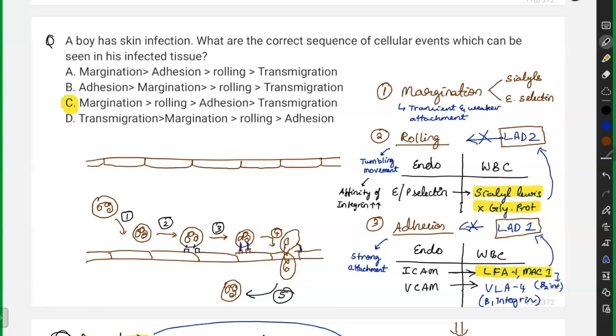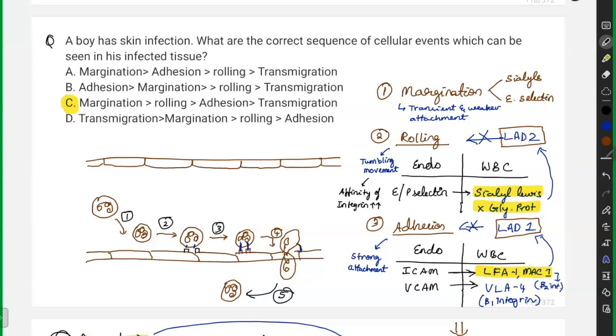So now what you need to understand is why I need you to remember the first three steps: margination, rolling, adhesion. Whenever there is any deficiency or problem in the synthesis of these chains, you call it leukocyte adhesion deficiency. So there is going to be a defect in the adhering of the leukocyte with the endothelium. If there is an autosomal recessive condition where there is a problem in the synthesis of beta 2 integrin, that is going to be leukocyte adhesion deficiency 1.